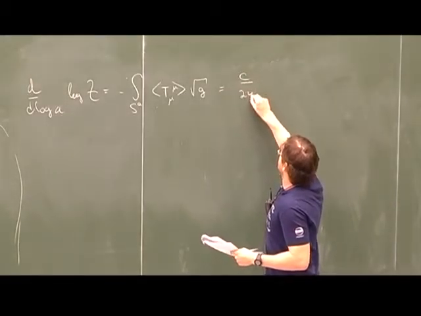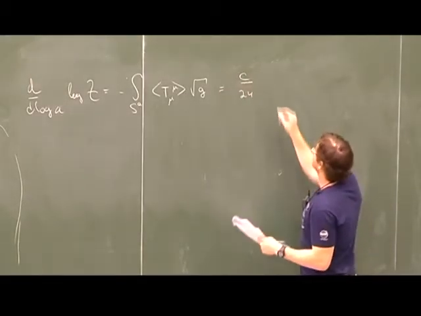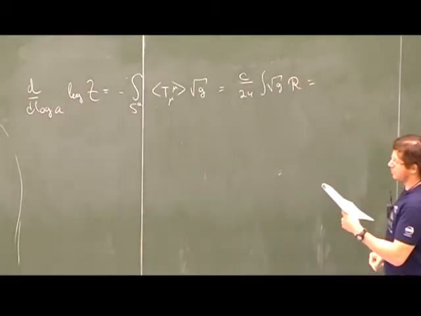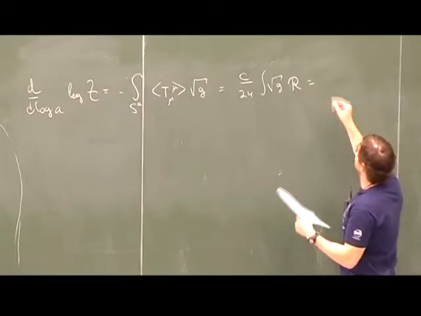And now we use the trace anomaly equation. So we get C over 24 times the integral of square root of g times R, where we've used the trace anomaly equation. And that's just C over 3.